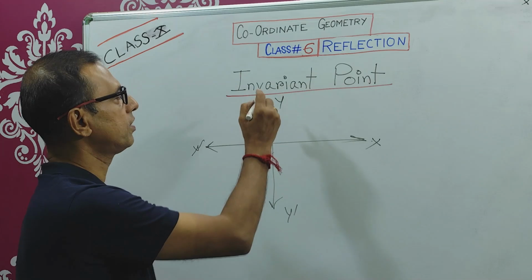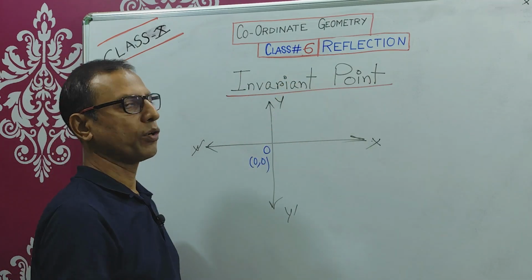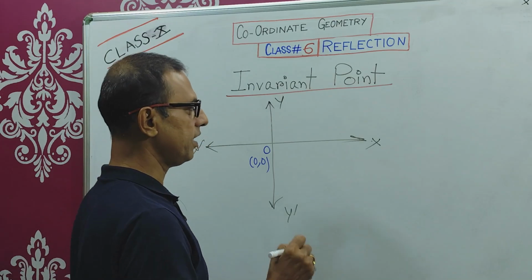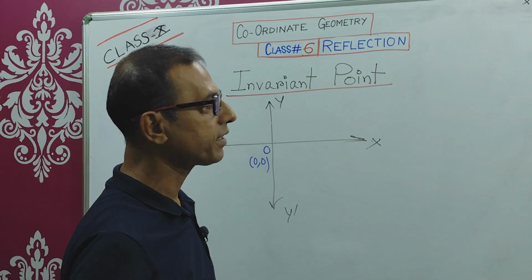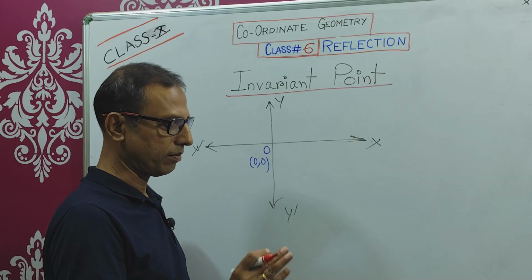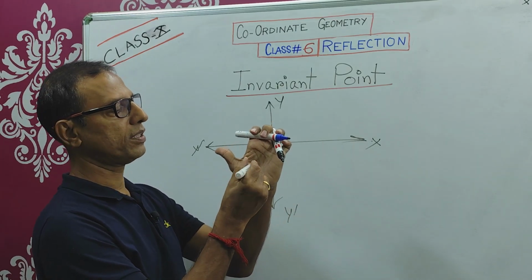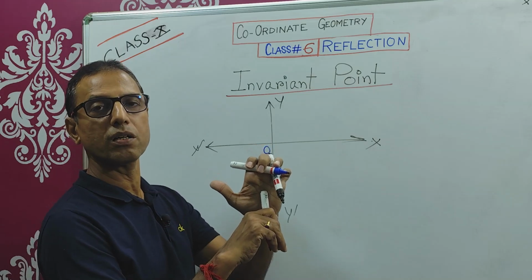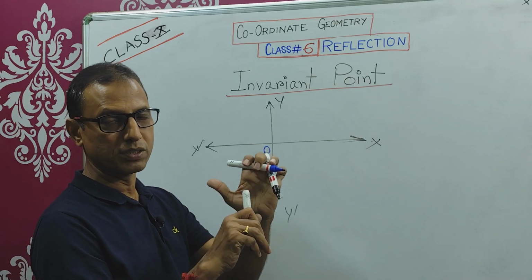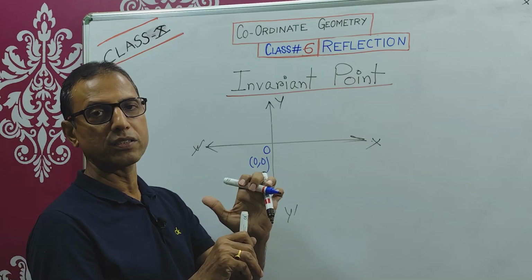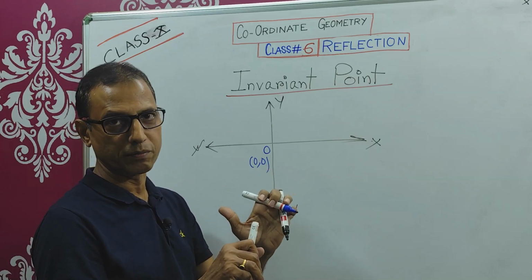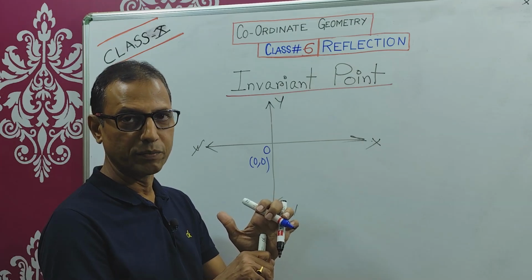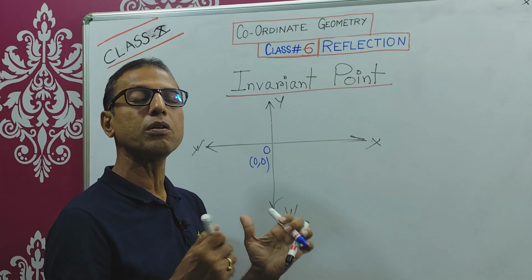Okay, and now this is the last one. Invariant point. What is an invariant point? If the object is on the mirror itself, let's say it is your mirror and the object is right on the mirror, then there is no distance from the mirror. The object distance from the mirror is equal to the image distance from the mirror. So if the object is lying on the mirror plane itself, then the image will also be there.